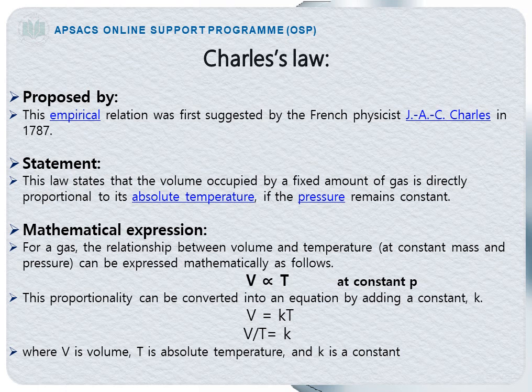Charles' law. This empirical relation was first suggested by a French physicist J.A.C. Charles in 1787. Statement: This law states that the volume occupied by a fixed amount of a gas is directly proportional to its absolute temperature if the pressure remains constant. This means that there is a direct relationship between volume and temperature of a gas.